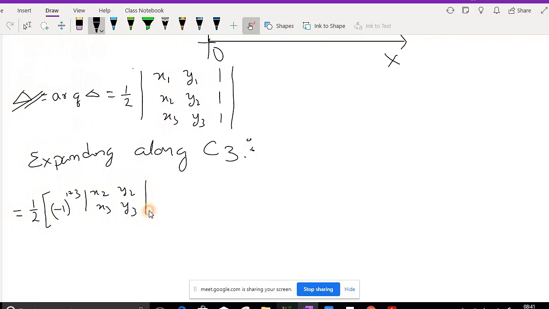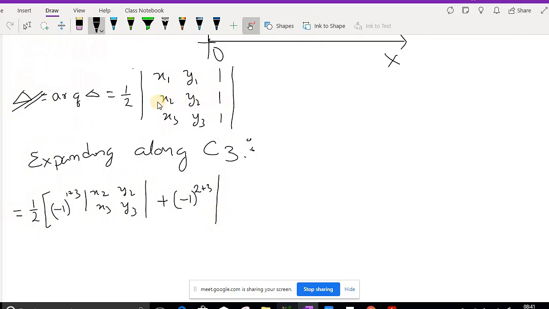Next plus -1 to the power, we are expanding along C3. So the second element is a23, position 2 3, so the power will be 2 plus 3. Now you have a 1 here, so I'm not going to write it. Then the determinant.